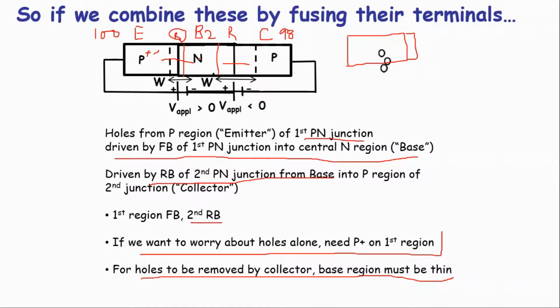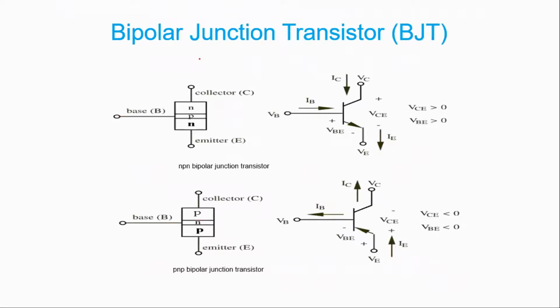So whatever you have emitted, some of them get recombined at the base, but most of them will be collected at the collector. Right now, things are not clear as to why we are doing this entire exercise. We are emitting 100, some are being collected at the base, and also we are getting them collected at the collector. So what is the purpose of this? These things will be clear in the coming classes. So this is your bipolar junction transistor.